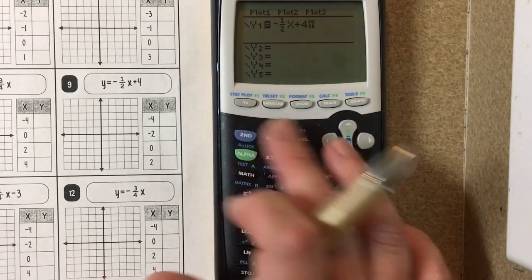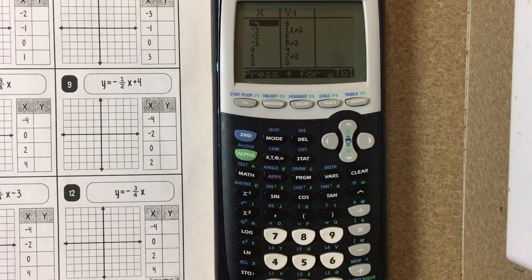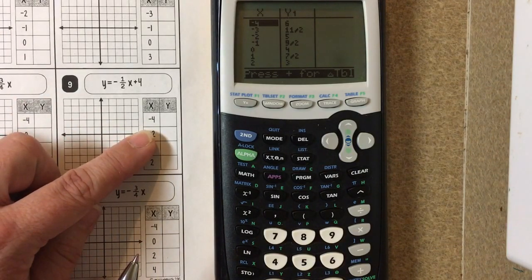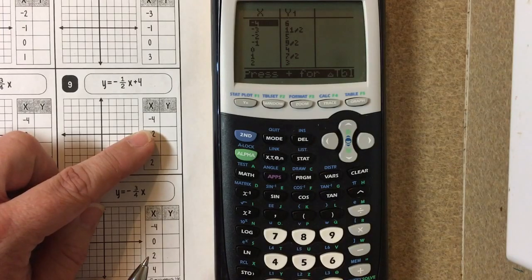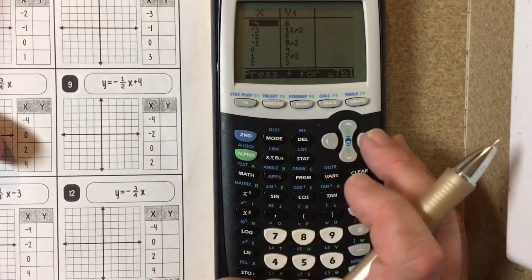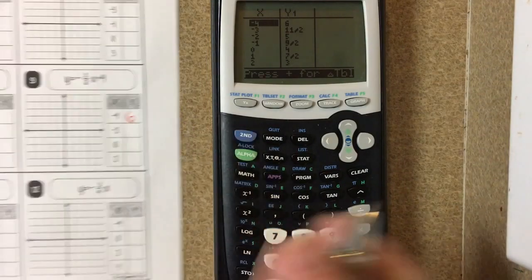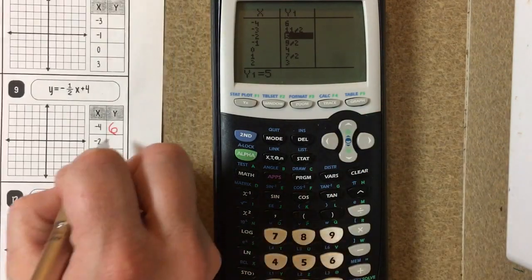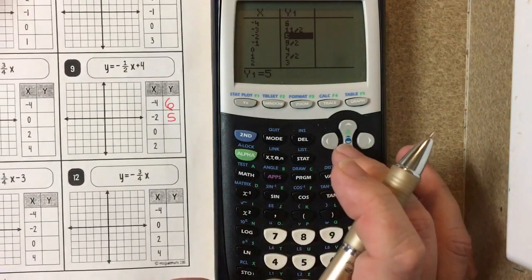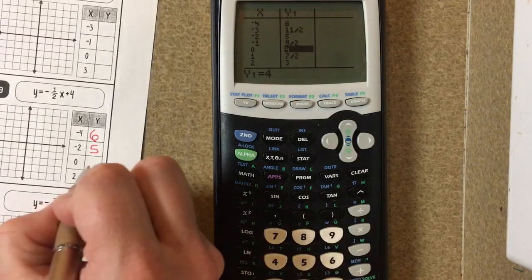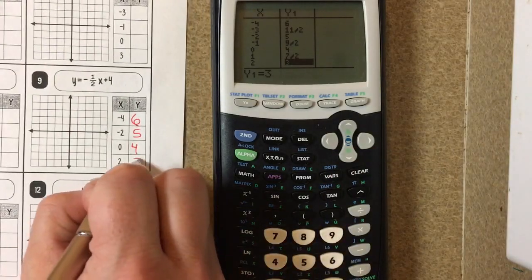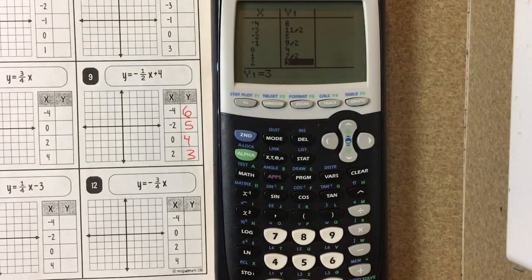We're going to hit second and graph, and that's going to give us our table. And then you're just going to need to arrow up or down to find your points. Okay, so when x is negative 4, my y is 6. And I'm going to find negative 2. When x is negative 2, y is 5. When x is 0, y is 4. When x is 2, y is 3. Okay, so I have my points in my table, and I just need to graph it.